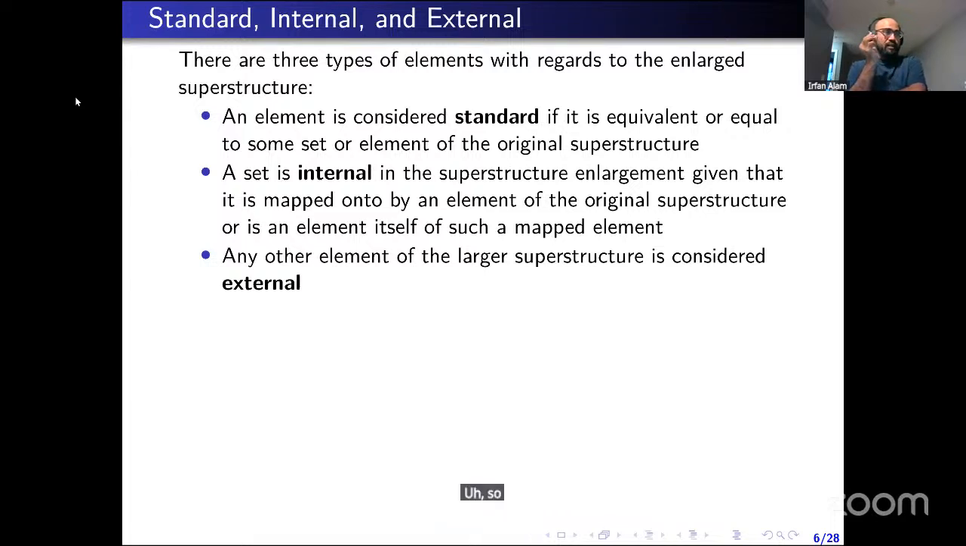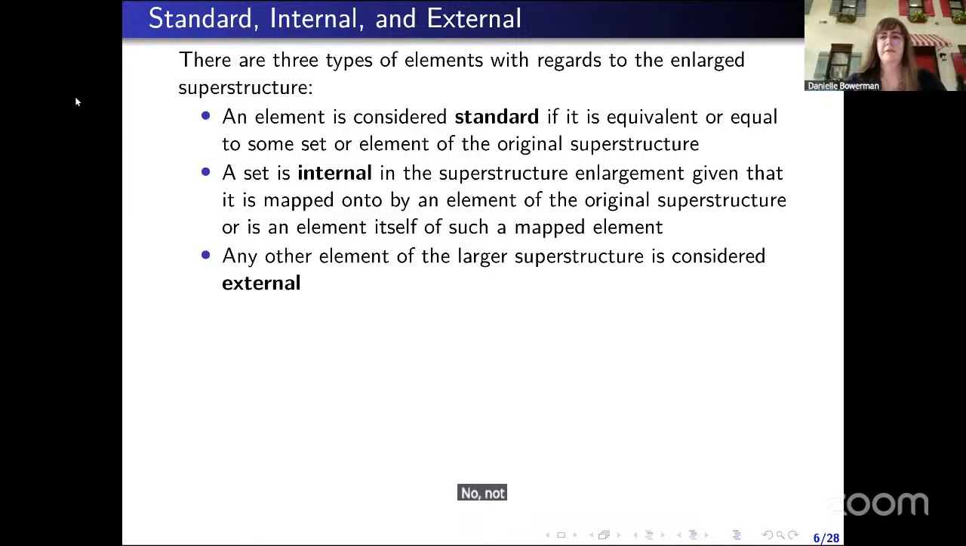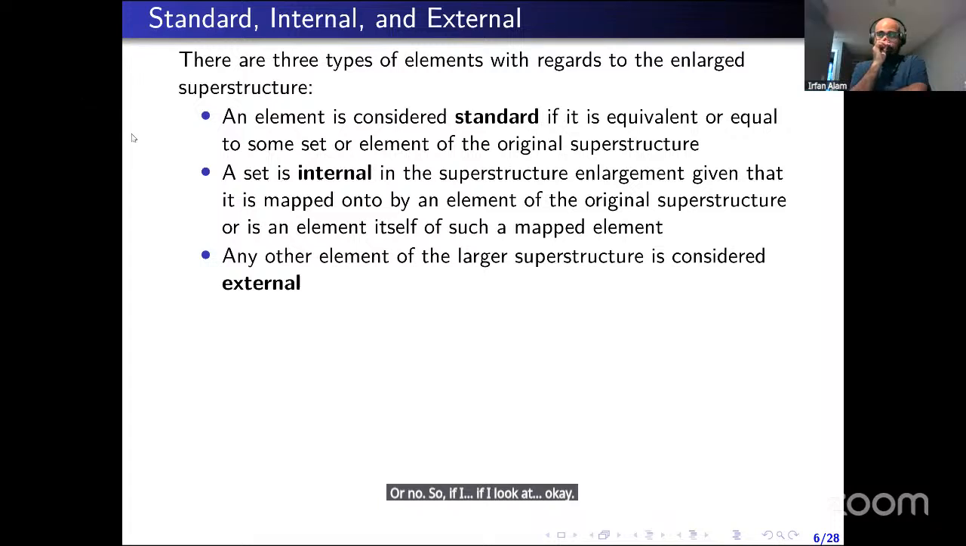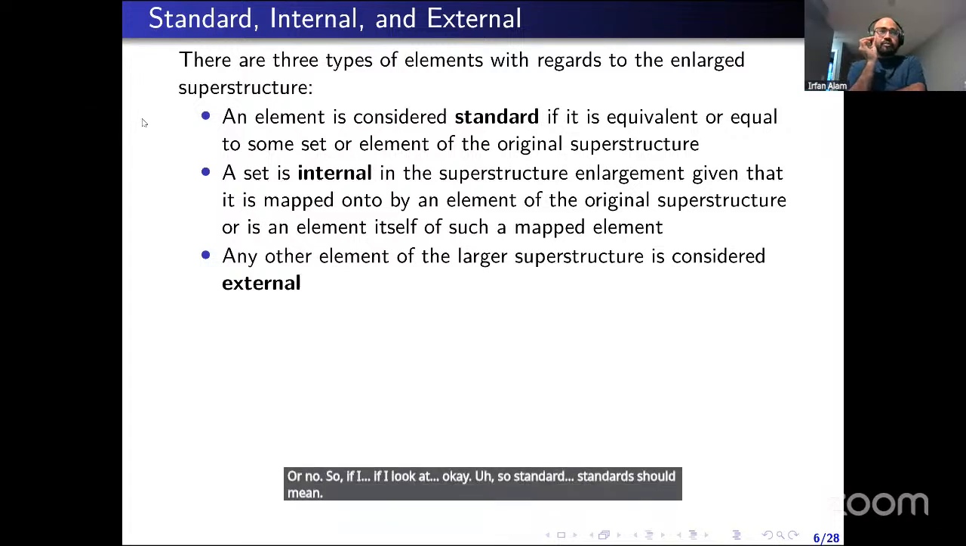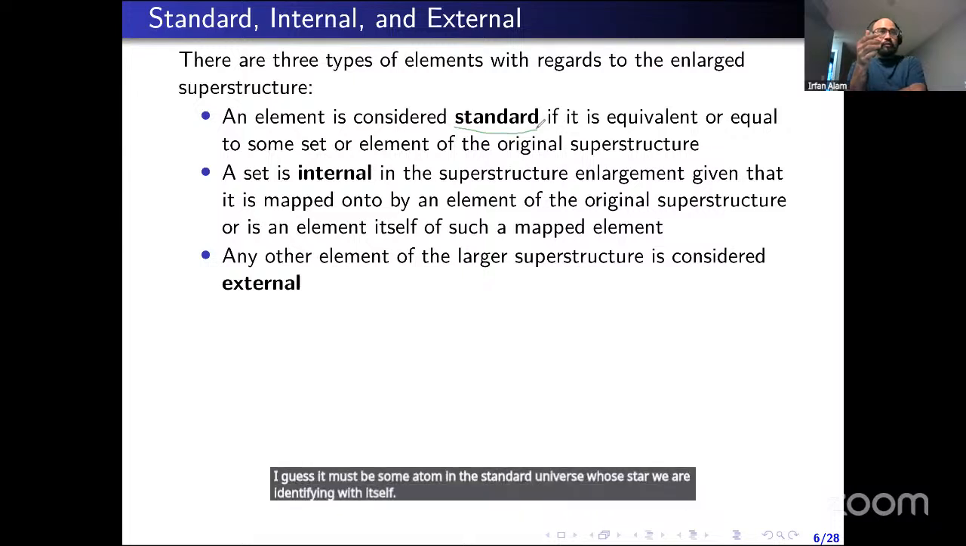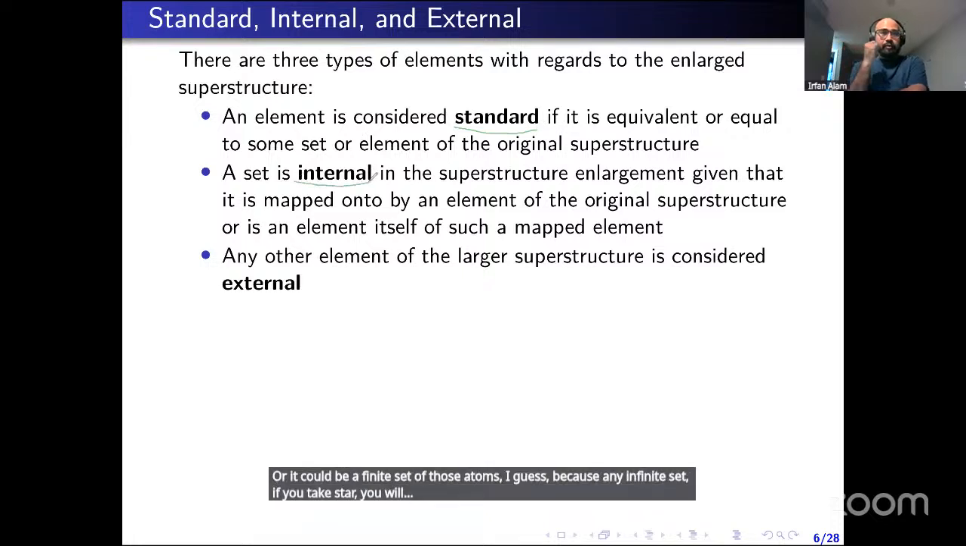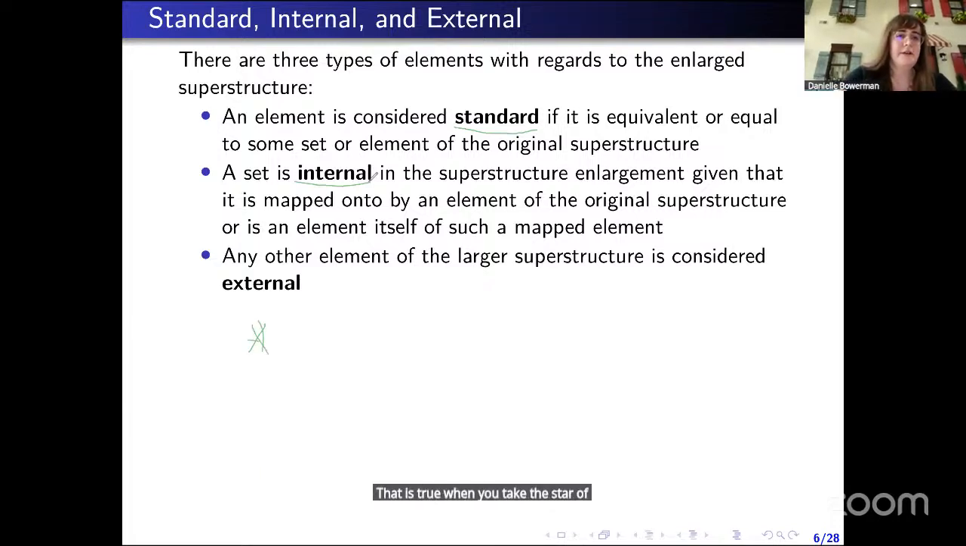So do you mean that star of an element, that object itself, is also going to be called standard, or no? No. I apologize if that is confusing. Standard should mean it must be some atom in the standard universe whose star we are identifying with itself, or it could be a finite set of those atoms, because for any infinite set, if you take the star, you will get something bigger. Is that right, when you take the star of an infinite set?